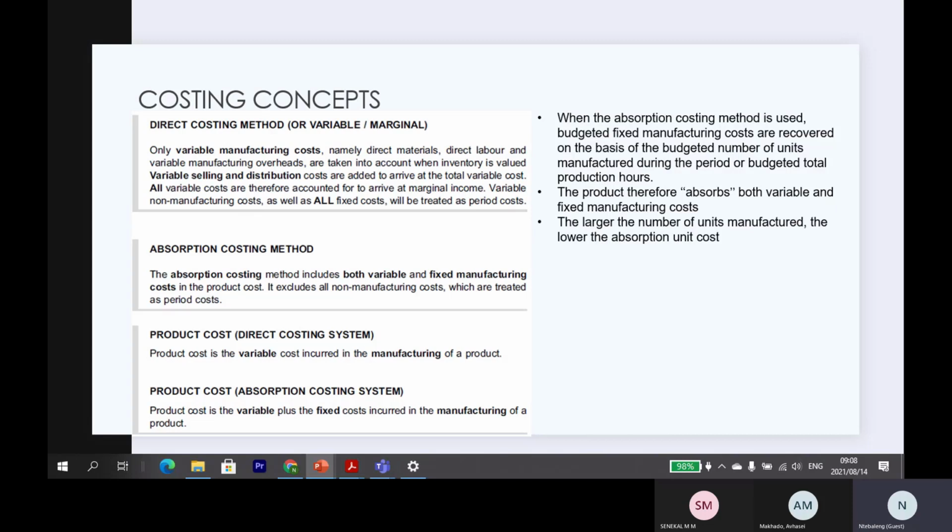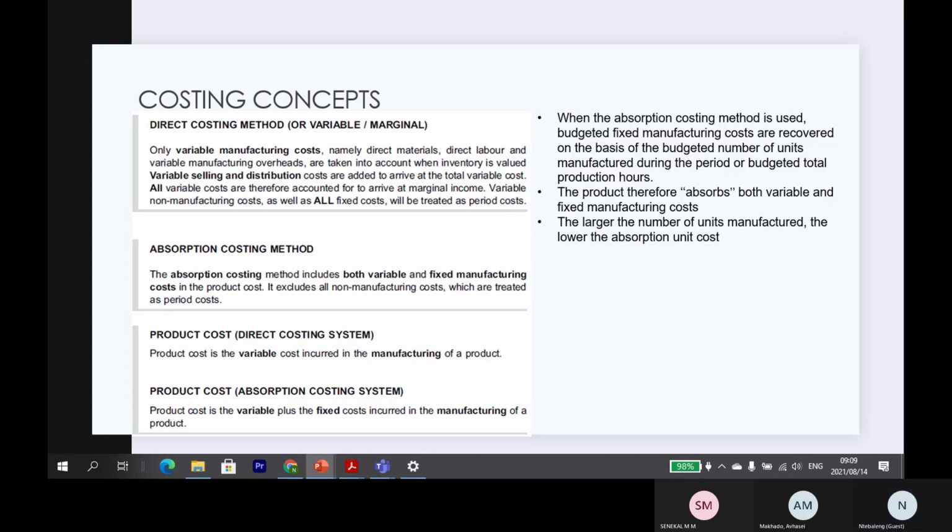The absorption costing method, on the other hand, includes both variable and fixed manufacturing cost in your product cost. So when it looks at production cost, it asks how much it cost us to produce this specific unit, right? So all means variable and fixed. However, it excludes your non-manufacturing cost. They are treated as period cost.